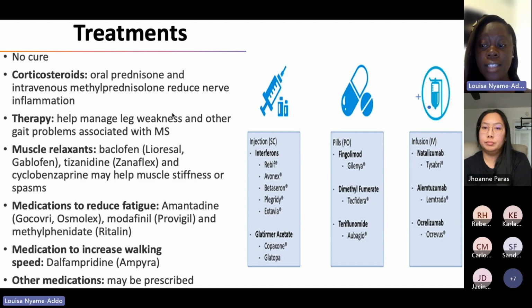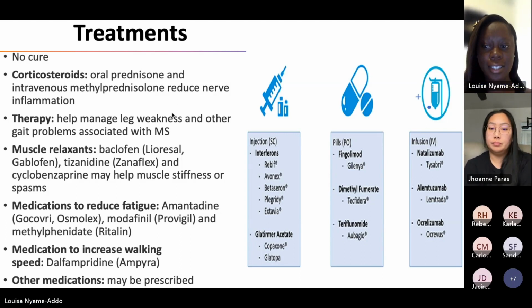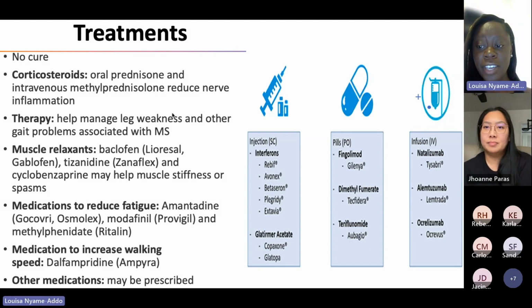Muscle relaxants such as baclofen, tizanidine, and cyclobenzaprine may help muscle stiffness or spasms. Medications to reduce fatigue include amantadine, modafinil, and methylphenidate. Medications to increase walking speed include dalfampridine, and other medications may be prescribed for depression, pain, sexual dysfunction, insomnia, bladder or bowel control problems that are associated with MS.